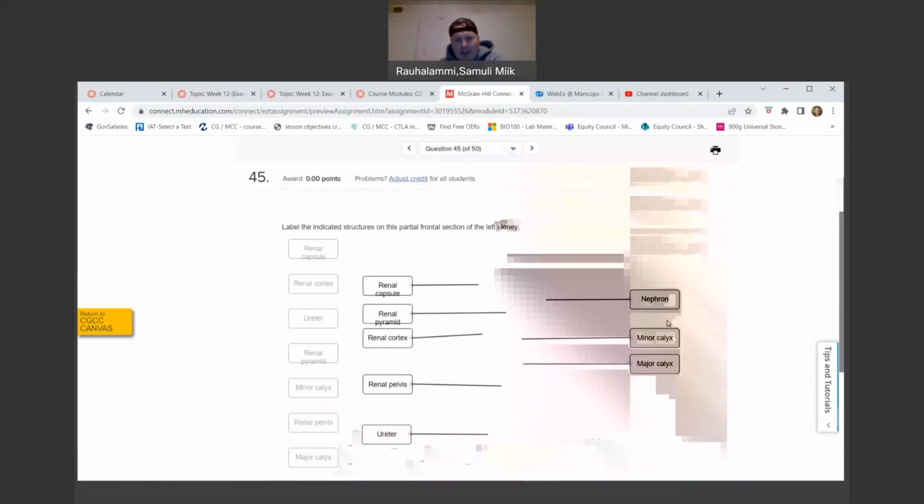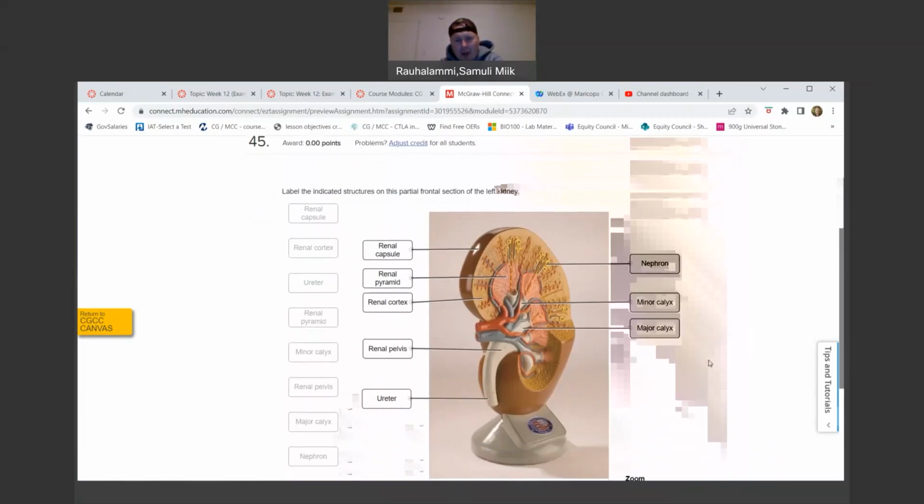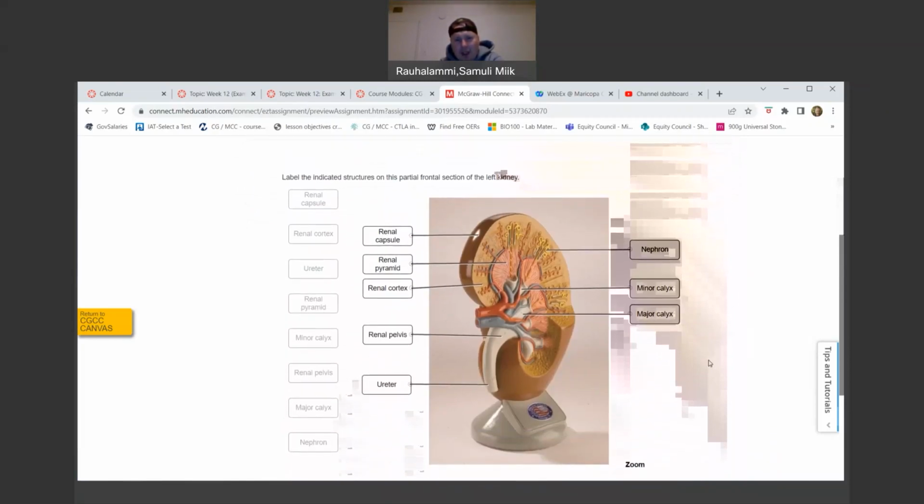Let's have a look at the next picture. Here another nice model of the kidney. Few things there to notice: the renal capsule, the connective tissue layer around the kidney. We're seeing renal pyramids, so remember those triangular structures in the renal medulla, and of course the outermost portion of the kidney, renal cortex. We're also seeing our minor and major calyces feeding into the renal pelvis, and finally to the ureter, which then connects to the urinary bladder.